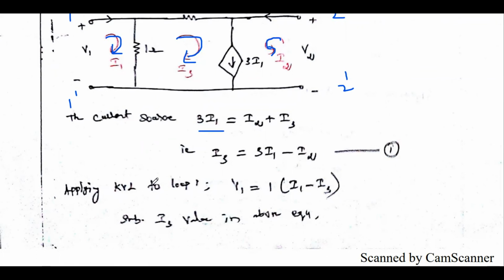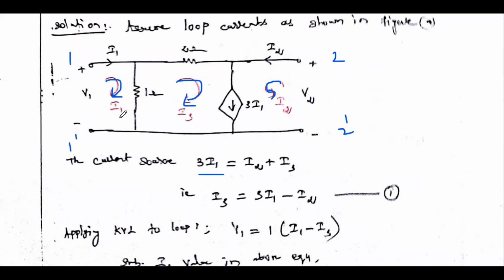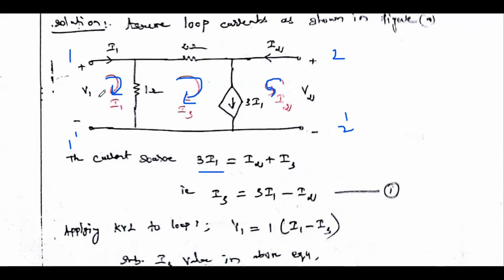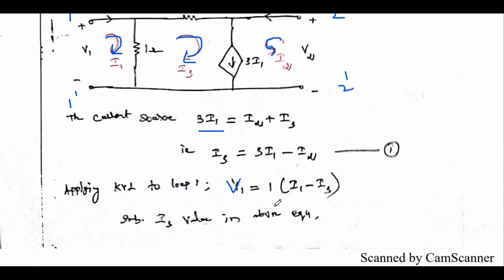Okay, and the next one, we have to apply KVL to the first loop. So V1 equals, in the first loop only one resistor is available. So V1 equals this 1 ohm, which is common for both loops, the first loop and third loop. The current I1 is flowing here, I3 is flowing from bottom to top, so the two currents are in opposite directions. So what is the current flowing through this 1 ohm resistor? I1 minus I3. So V1 can be written as V1 equals 1 into I1 minus I3.